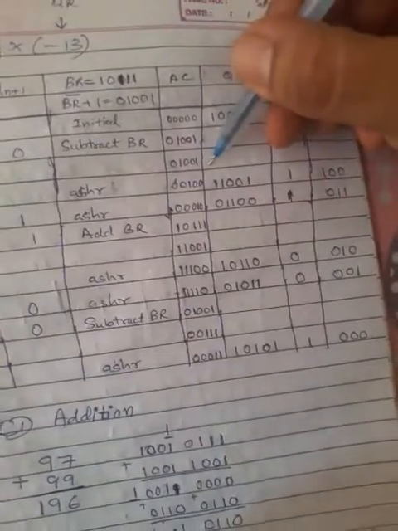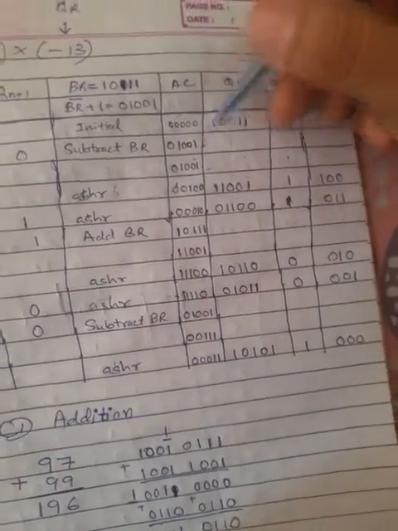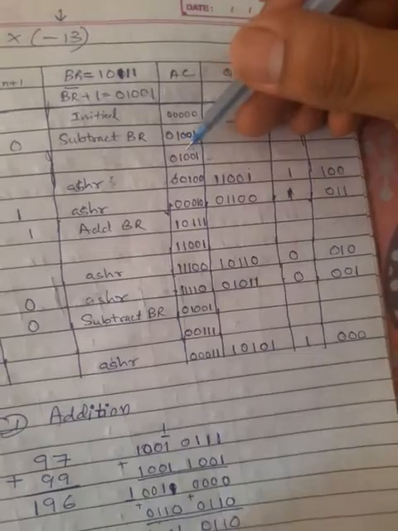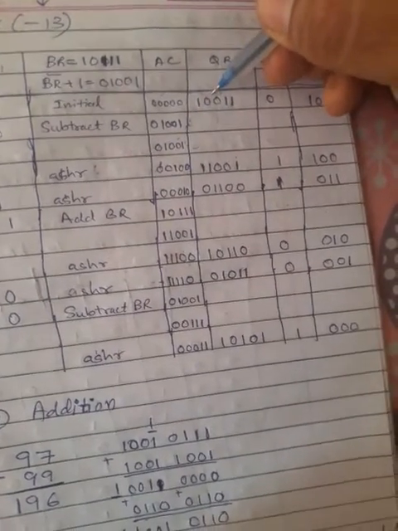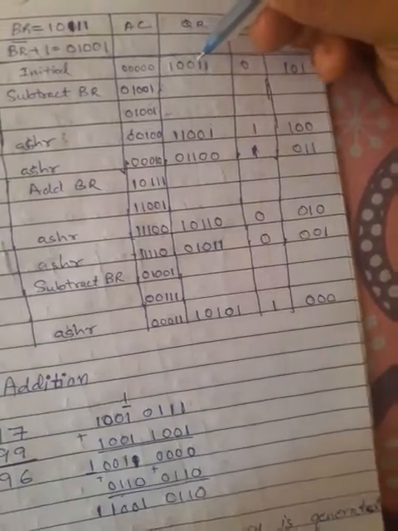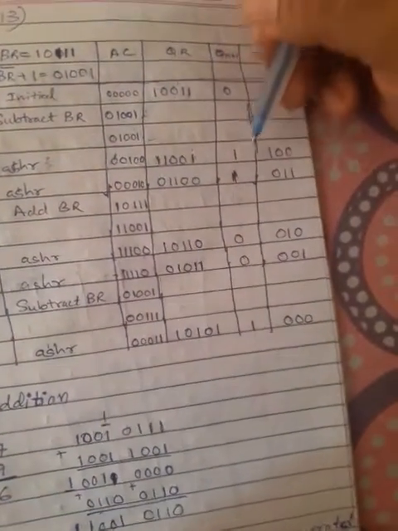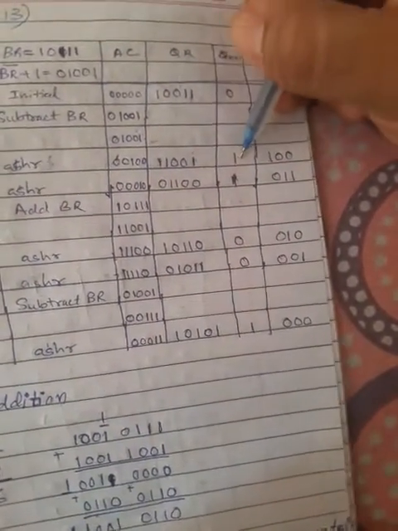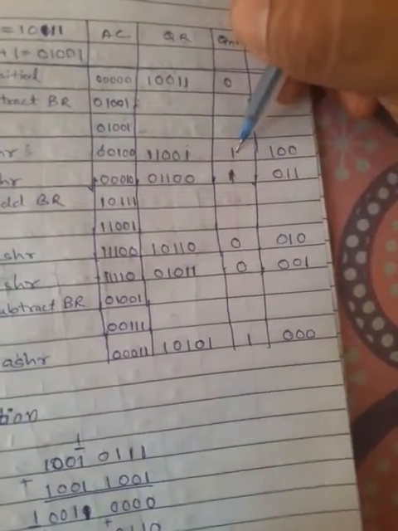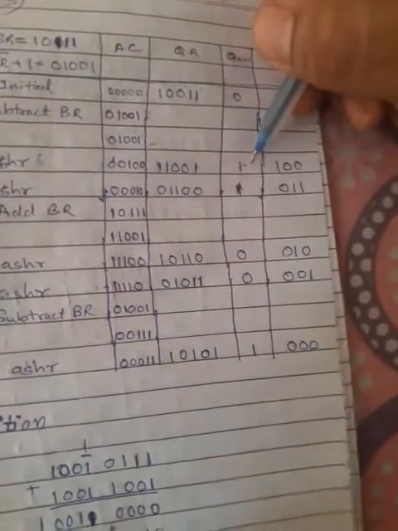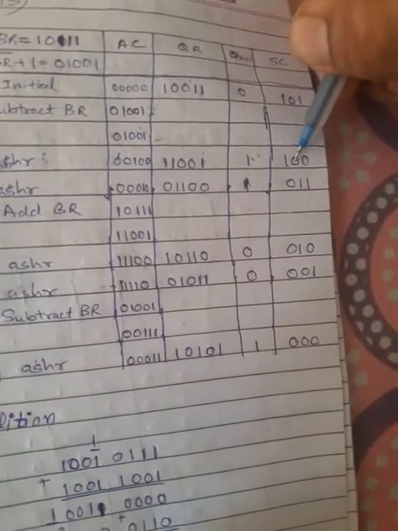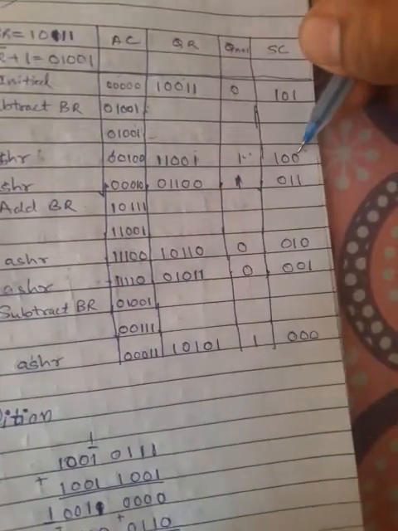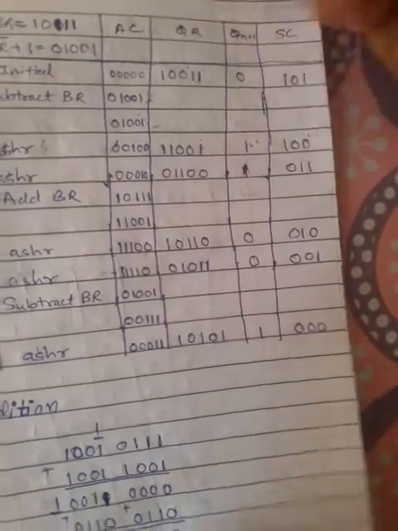So this is AC and this is QR. Okay, so 0 0 1 0 0, and this 1 will be shifted here, so 1 1 0 0 1, so this will be given here, and finally this last 1 will be shifted into Qn plus 1, and finally the SC will be decremented from 5 to 4, so that will be 1 0 0 for 4.